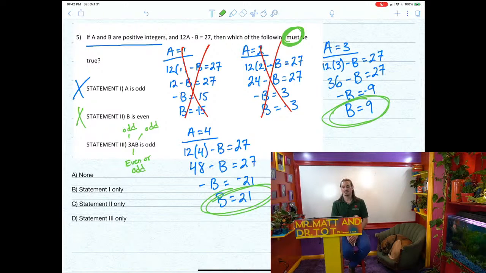There's no reason why it must be odd. It could also be even. So statement 3 is also false. So our answer to number 5 is going to be A, which is none. No statement listed is true.